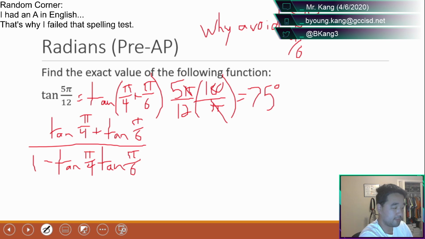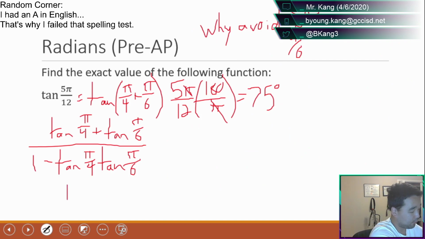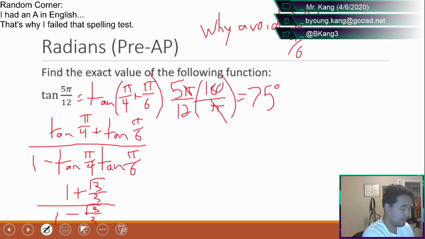Tangent pi over 4 is the same thing as tangent of 45, which is 1. Tangent of 30 is square root of 3 over 3. So you end up with 1 plus square root of 3 over 3 over 1 minus square root of 3 over 3. So not only do you have to get rid of the square root on the bottom, you've got to get rid of the 3's by doing common denominators for everything. So that's why this is a way worse problem.